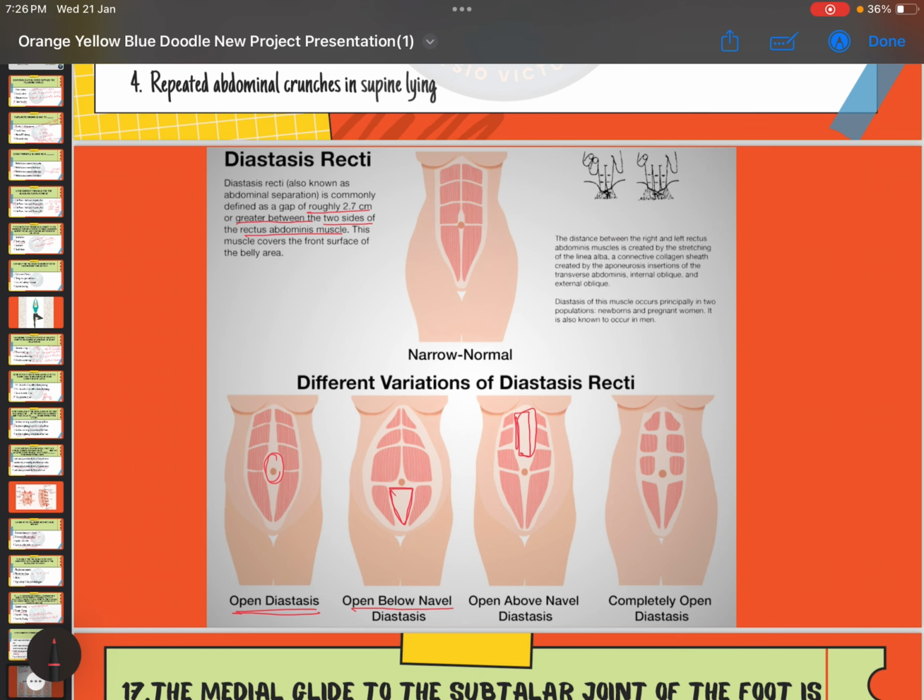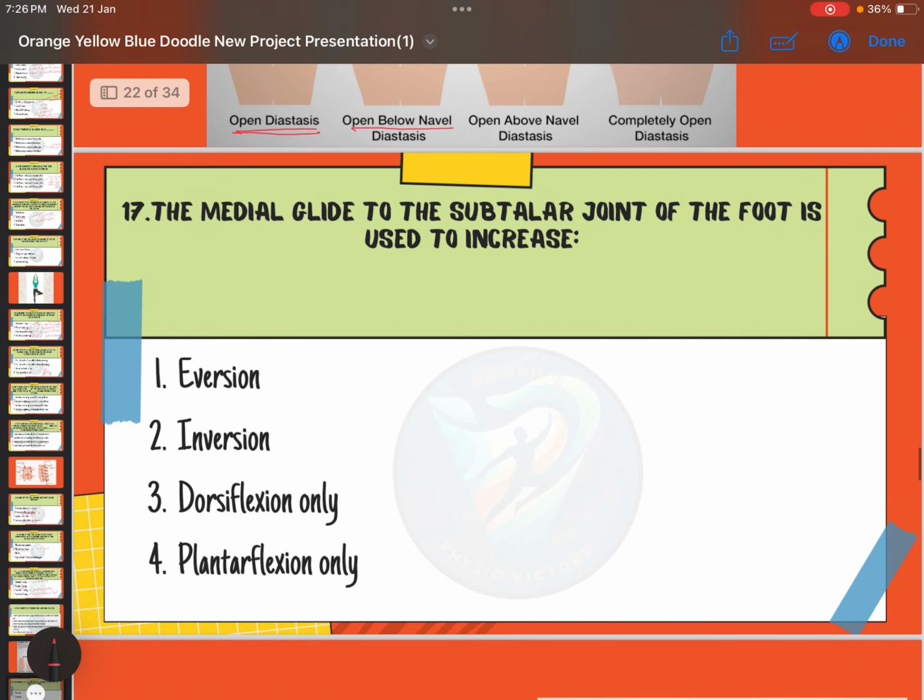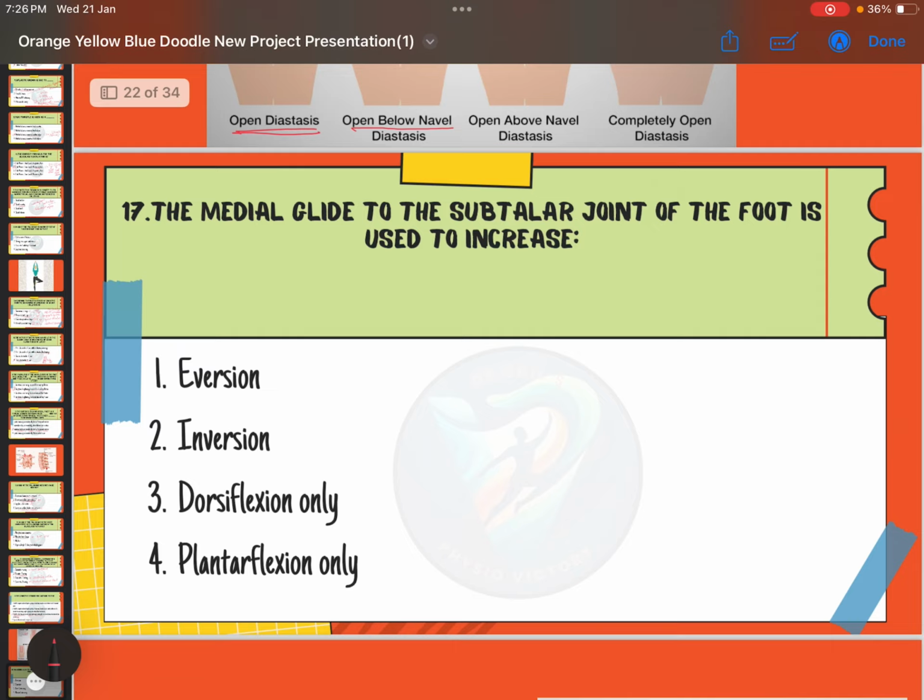Next, come to question number 17. Medial glide to the subtalar joint of the foot is used to increase option 1 eversion, option 2 inversion, option 3 dorsiflexion only, option 4 plantar flexion only. Here the correct answer is option 1, eversion.